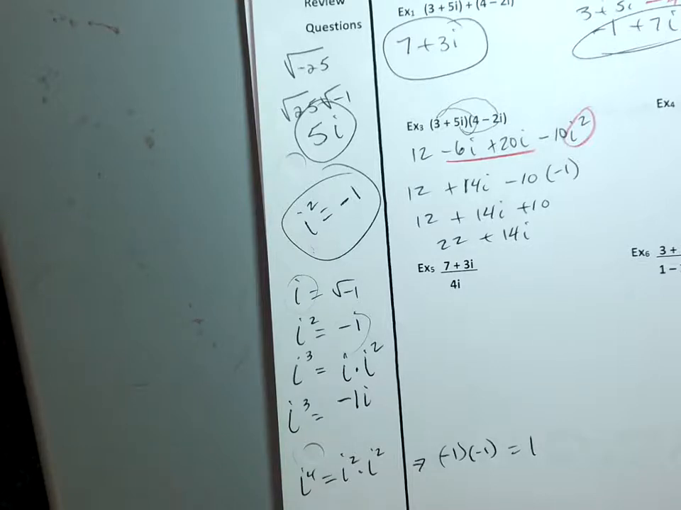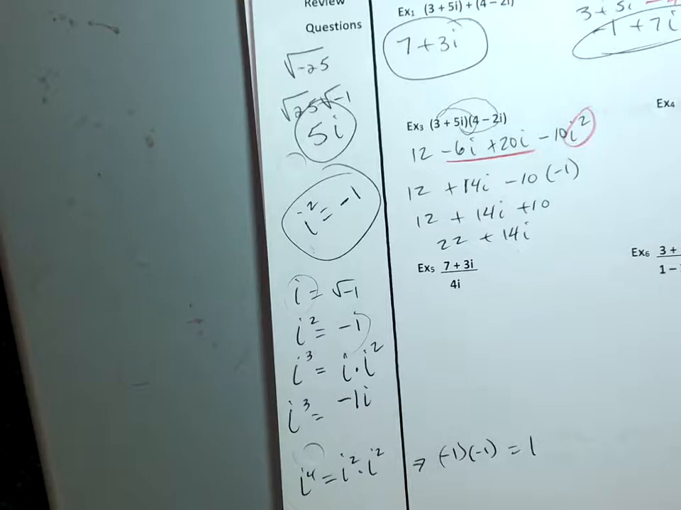Now, what about i to the 5th? It is i to the 4th times i, right? What's i to the 4th? 1. So i to the 5th is 1 times i, which is just i. Okay, i to the 6th.